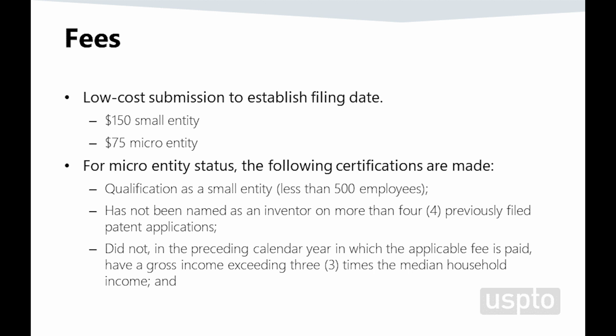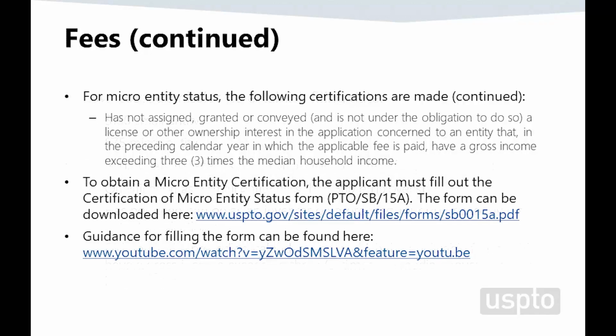The requirements for the micro entity are also provided below. It is also noted that applicants claiming micro entity status must fill out the Certification of Micro Entity Status form, also referred to as PTO Form SB15. This form can be downloaded from the USPTO website as per the link provided. Furthermore, guidance for filling out the form can be found by watching the following quick clinic video. See the link provided below.